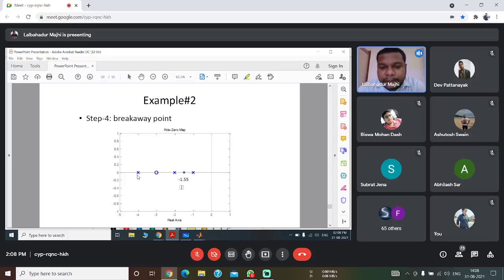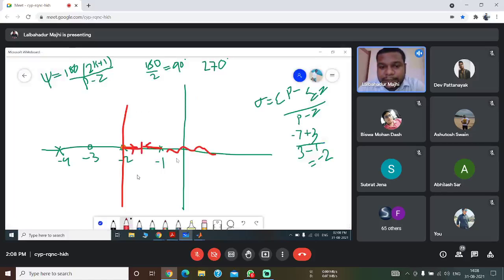So the breakaway point we are getting is -1.55. Okay. So at -1.55, our root locus branches will break away. Now at the point where these root locus branches break away, they will follow these asymptotes, right? They will follow these asymptotes. So we may get a straight line like this one.